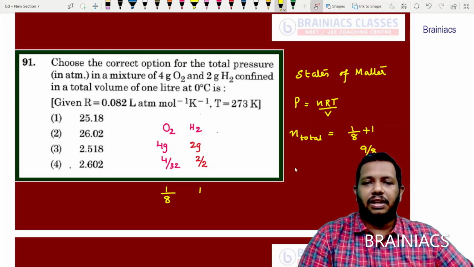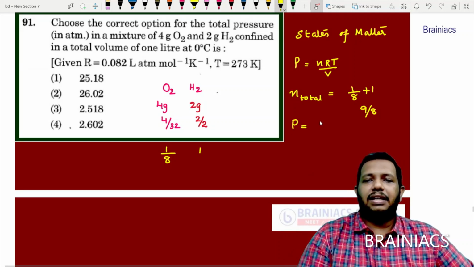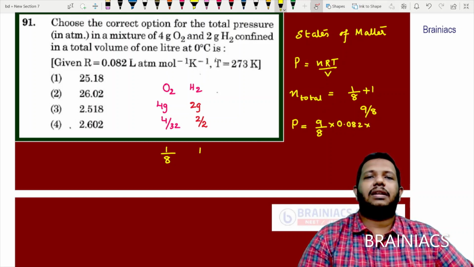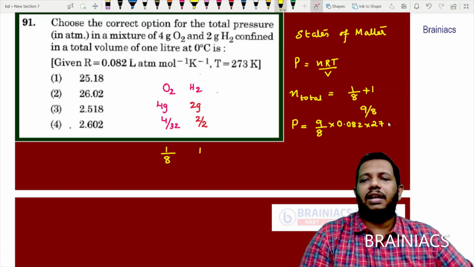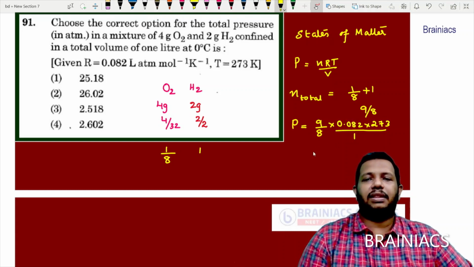I can substitute here. So pressure will be equal to how much it will be coming? Tell me. So 9/8 into R. R is nothing but 0.082 into what is the temperature? 273 Kelvin, 0 degree. And divided by volume, they are mentioning it is 1 liter, and we have learned in our previous classes 0.082 into 273, that will come around 22.4.